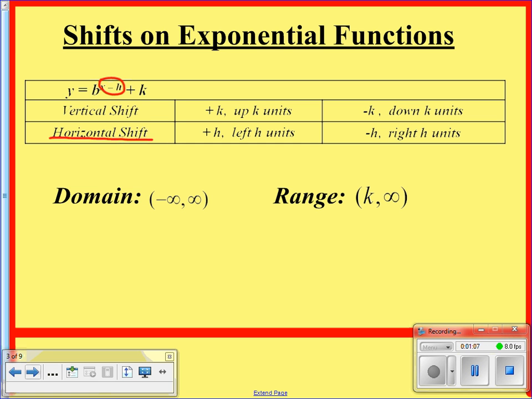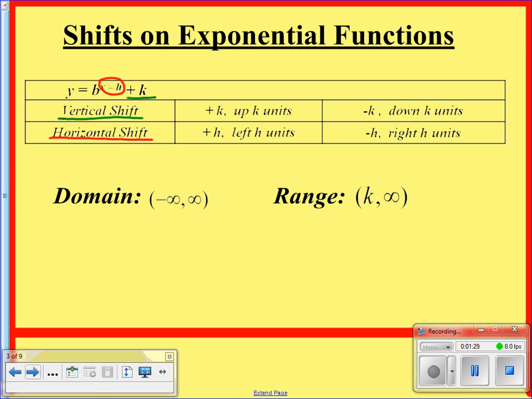Then you'll look at your vertical shift. The k, or the number that's added on at the very end, or subtracted at the very end. A plus k means up k units, a minus k means down k units. Your vertical shift is always going to be exactly as you see it. Plus is up, minus is down.